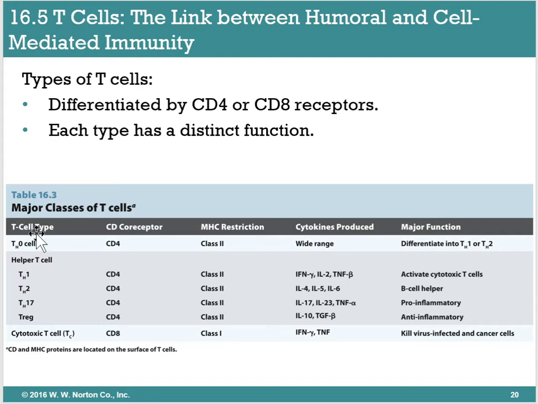So we have T helper cells, so T helper cell 1, 2, 17, and Treg. And then we have cytotoxic T cells, which are TCs. All T cells, except for cytotoxic T cells, will have CD4 receptors. Okay? And based on that, we'll also determine a certain protein. I believe I mentioned it before, the MHC protein. The only cell that recognizes the MHC1 protein are cytotoxic T cells. Okay?